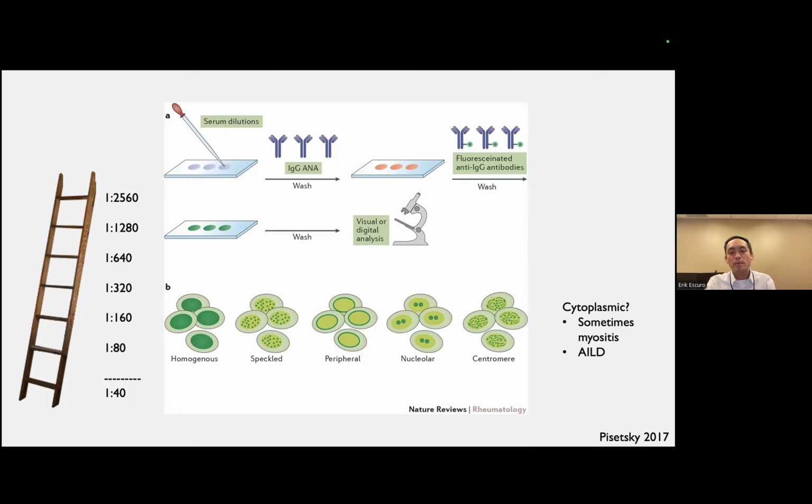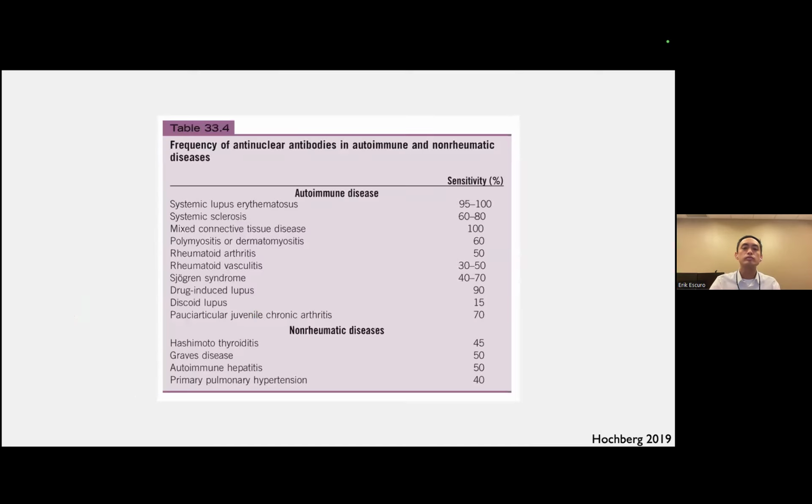Now, in terms of the patterns, I mentioned that there were a couple more, like centromere and cytoplasmic. The cytoplasmic is a little bit of the black sheep of the family in that cytoplasmic really isn't present in the majority of rheumatologic diseases. It can be present in autoimmune liver disease, but it can be present in some inflammatory muscle diseases like dermatomyositis.